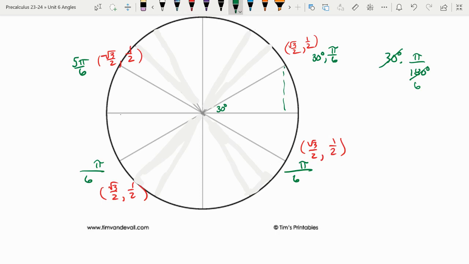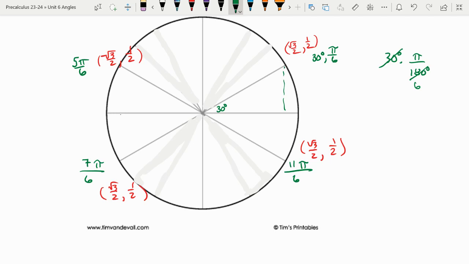Talk it over with your neighbor. Is it 7 pi over 6? Is that the first one? Yes. And what's the second one? 11 pi over 6.